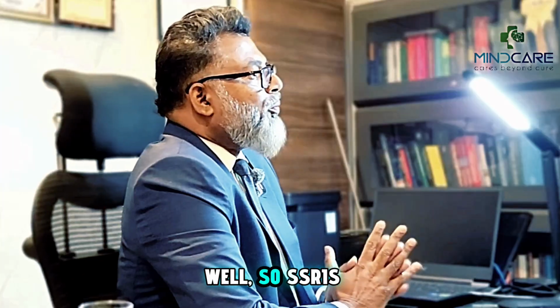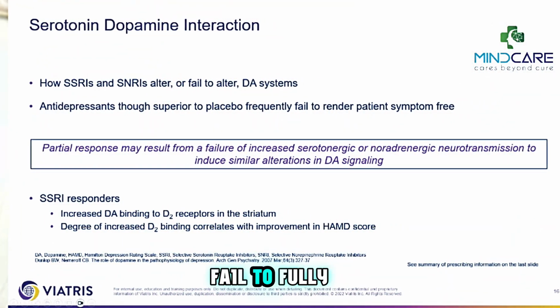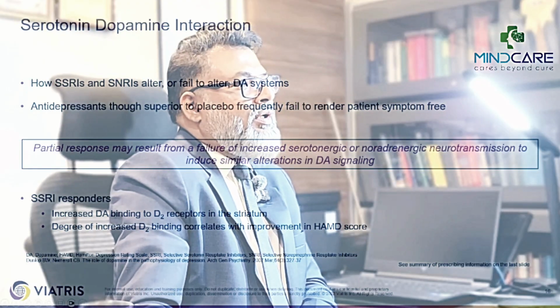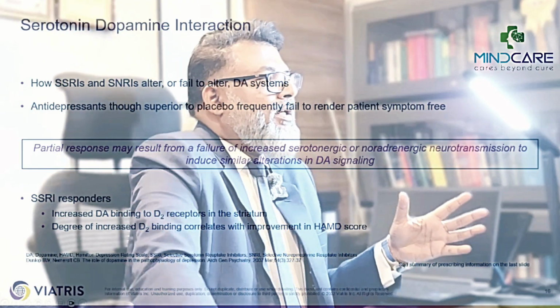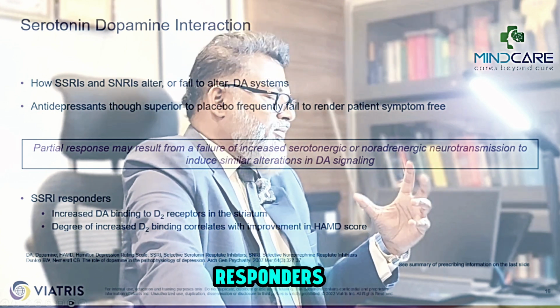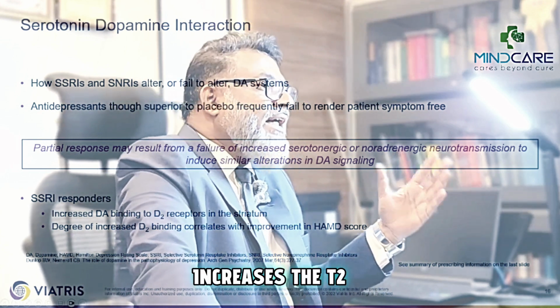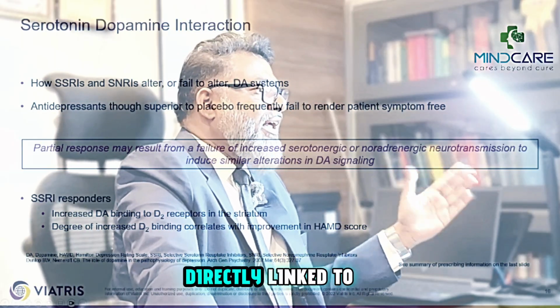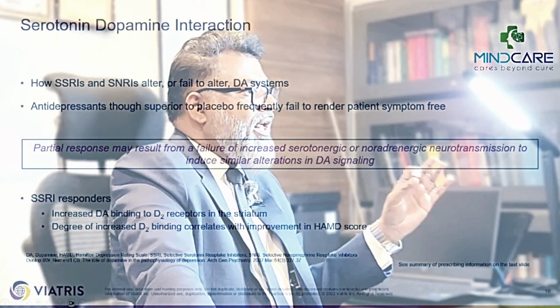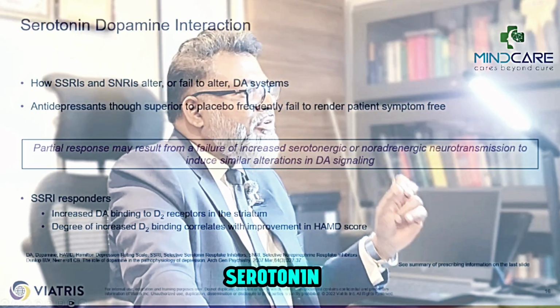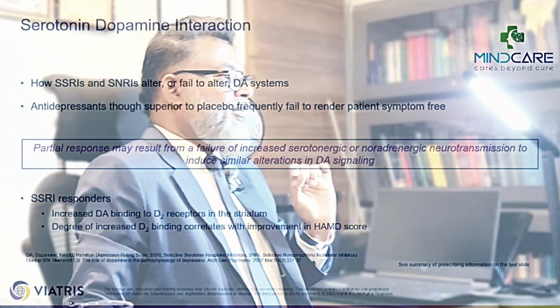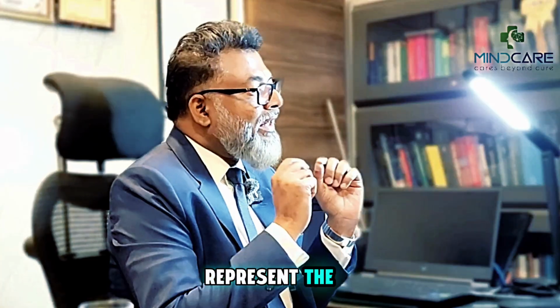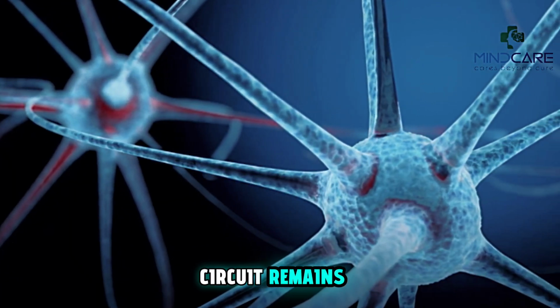Well, so SSRIs and SNRIs often fail to fully activate dopaminergic pathways, explaining why it happens. And the true responders increase the D2 receptor binding in the striatum, and this is directly linked to the clinical improvement. And without dopamine engagement, serotonin alone cannot deliver full remission. And that's why these partial responders on SSRI may actually represent the cases where dopamine circuit remains understimulated.